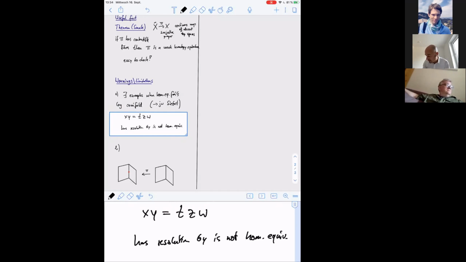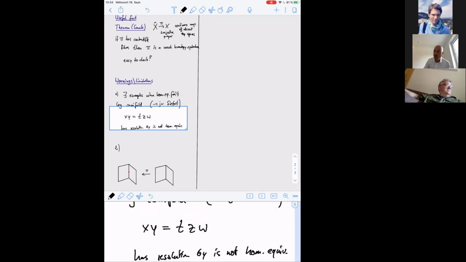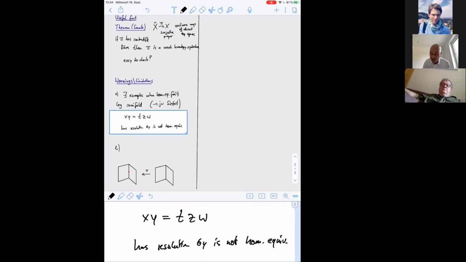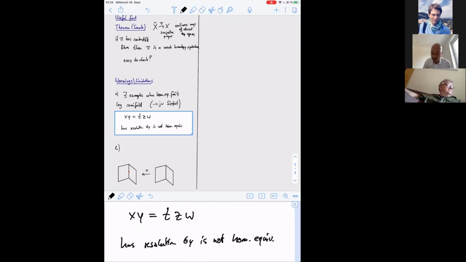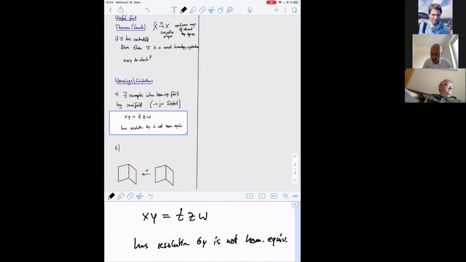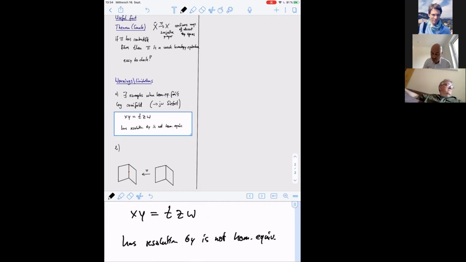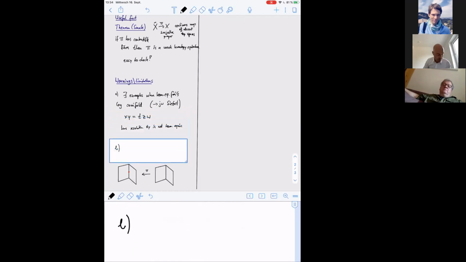Why is that? Because the resolution gives you the smoothing of the conifold, whereas downstairs you have the singularity still existent. So there's a difference between the singularity and the resolution. Upstairs you get the resolved nearby fiber, and downstairs you get the non-resolved one, a different topology.